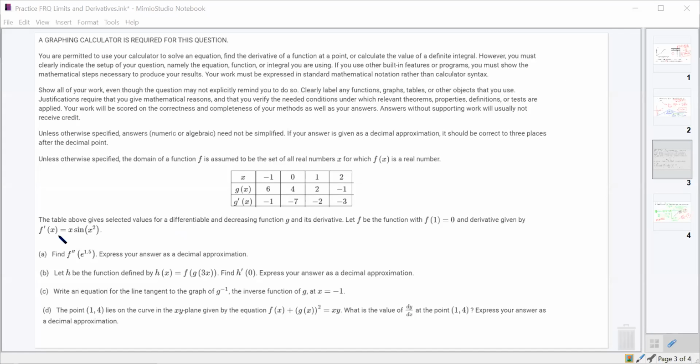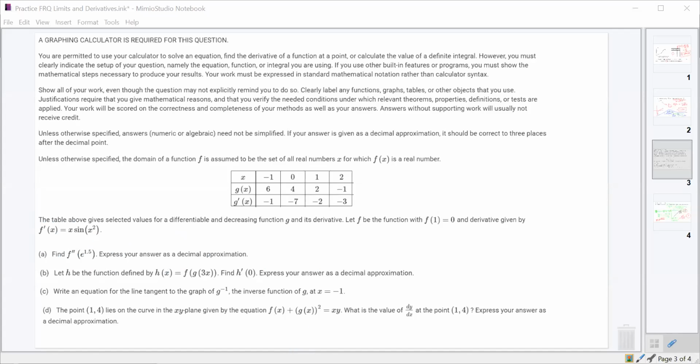All right, so for the first one, we want to find f double prime of e to the 1.5 power. And it says to express your answer as a decimal approximation. Since this is a calculator problem, and we're already given f prime, to find the derivative of f prime at a certain value, we can just use our calculator to evaluate the derivative of that function at e to the 1.5.